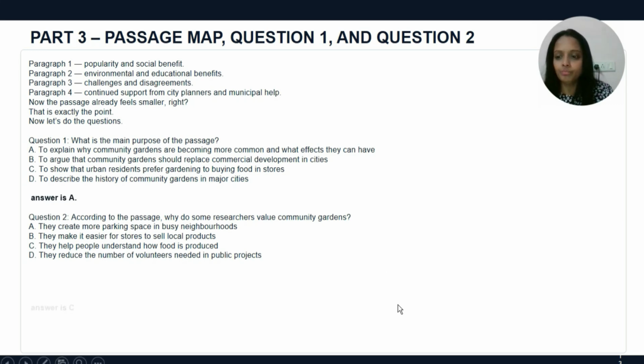And question two: according to the passage, why do some researchers value community gardens? The correct option is option C, because you have to eliminate the other answers. A is the opposite of what the passage suggests, and B is nowhere mentioned. And C is the right answer. D is definitely not mentioned. So if you apply that elimination strategy to each option, the right one is option C. This one is very straightforward, but you should know where to look for it.